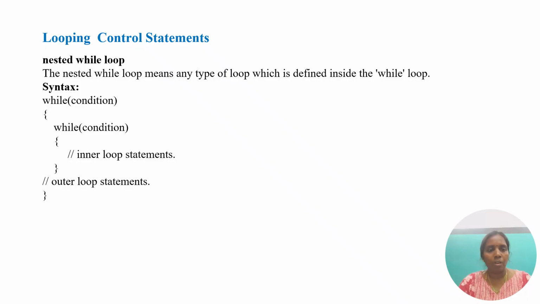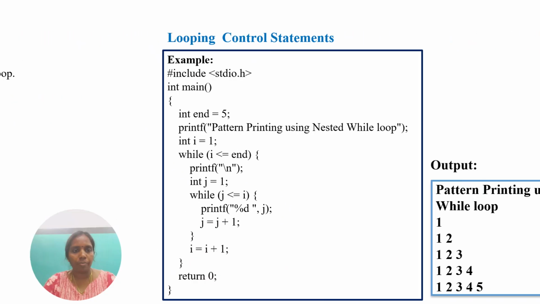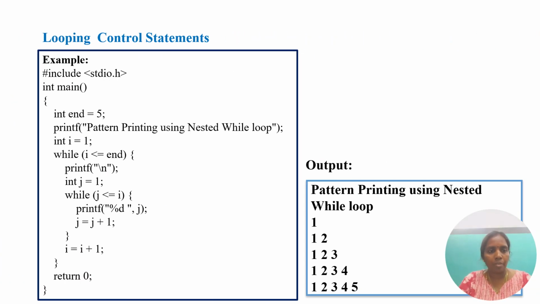Similarly, we have the nested while statement. We can see one outer while loop and also an inner while loop. So this is the example for patterns. Here we initialized a variable n equal to 5, for printing a pattern in a nested while statement. Here the value of I equal to 1, I less than or equal to 5. So you have to start from 1 and end at 5.